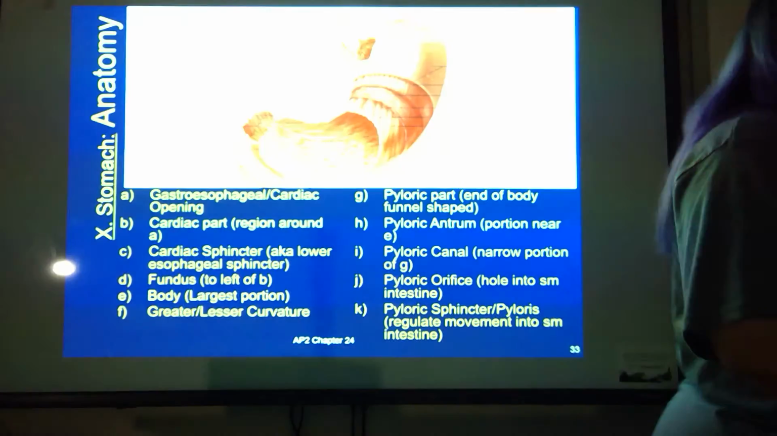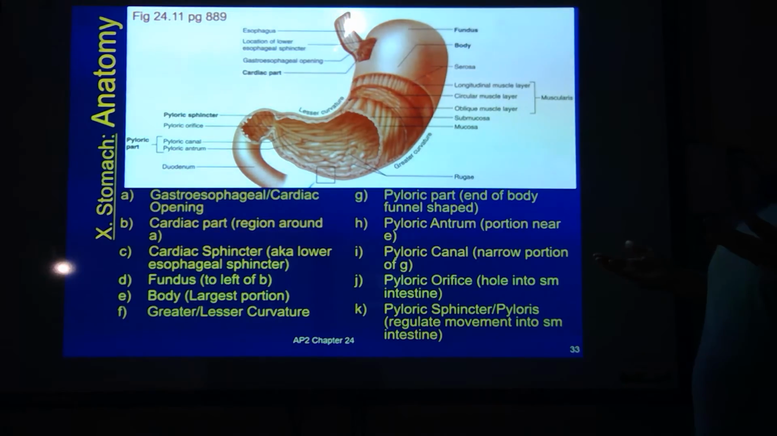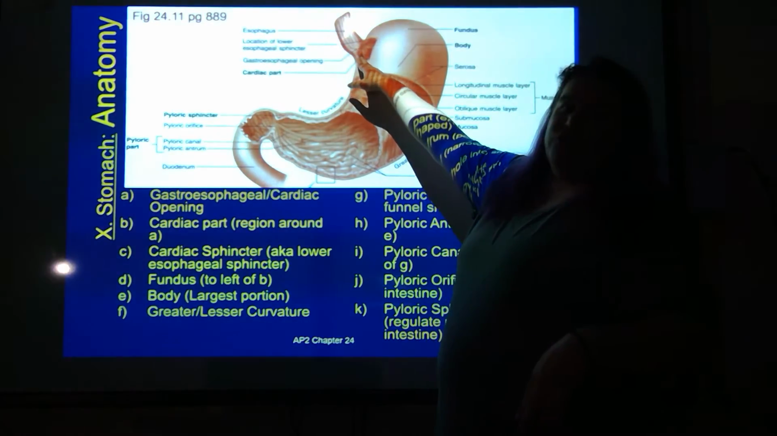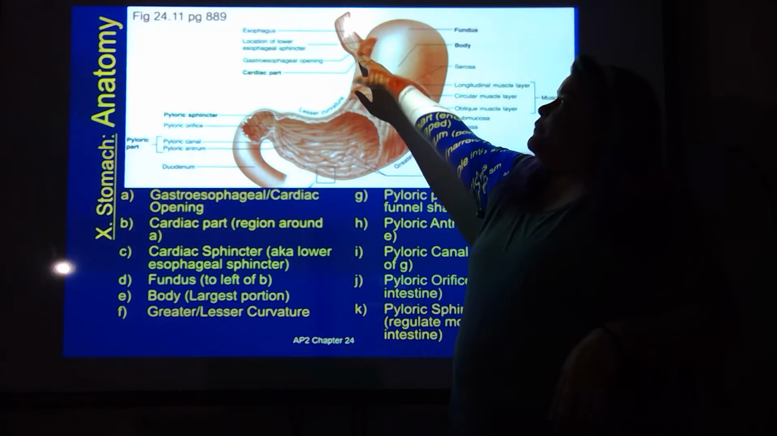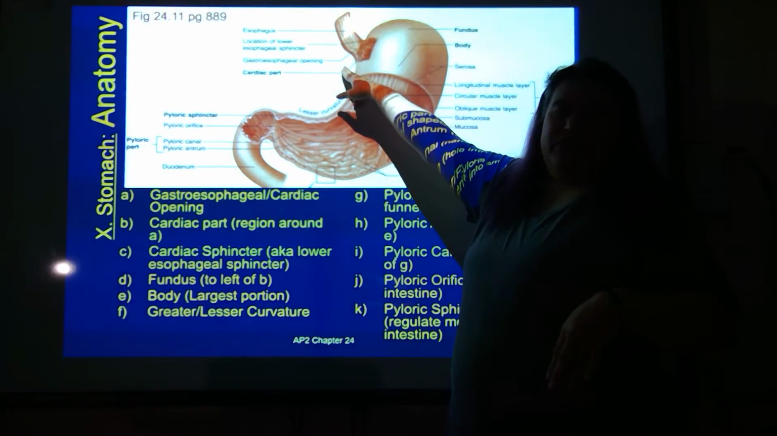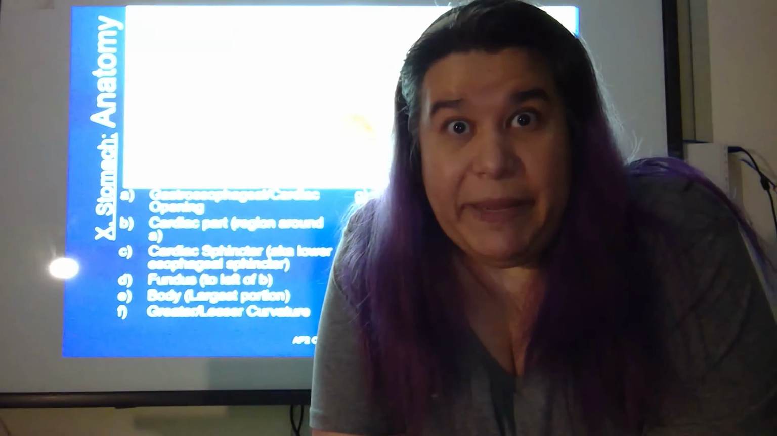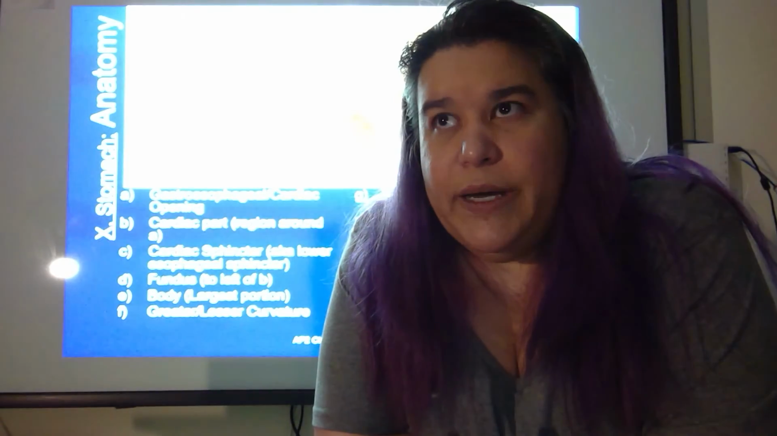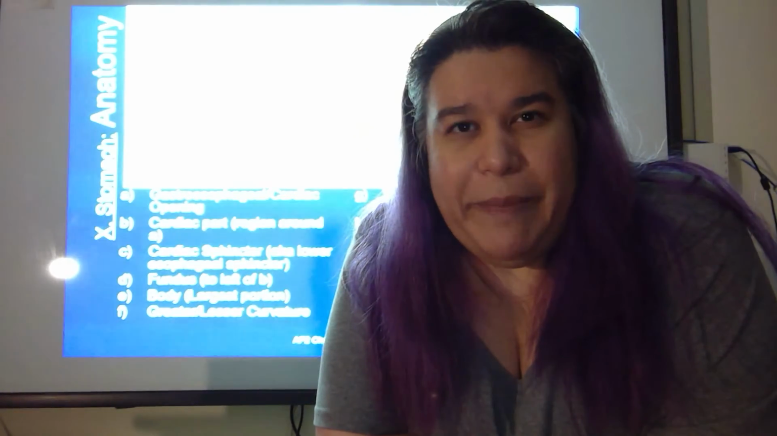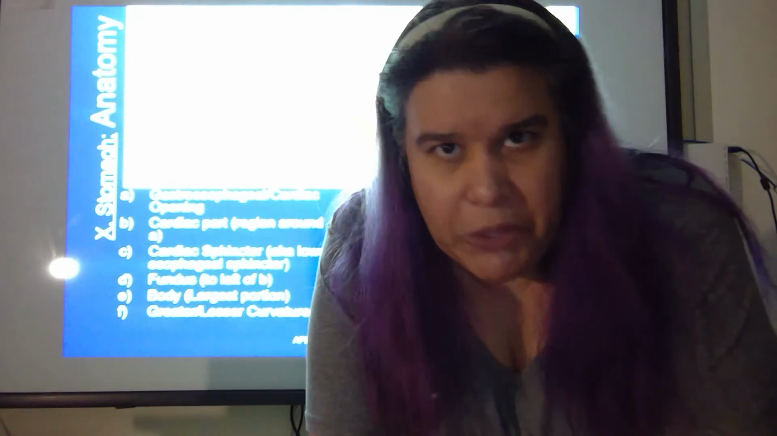So looking at the stomach, the stomach has several different parts and pieces, but you can see where the esophagus is entering the stomach right here. That lower esophageal sphincter can also be called the gastroesophageal sphincter. If you see gastro anywhere in A&P, it's referring to the stomach. If you see esophageal, it's the esophagus. If you see hepatic or hepato, that's going to be the liver. Cystic would be the gallbladder, just so you know.